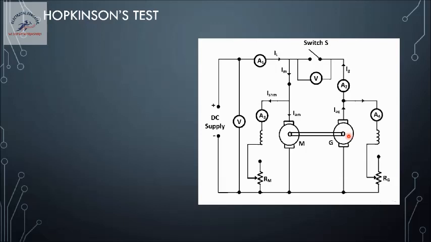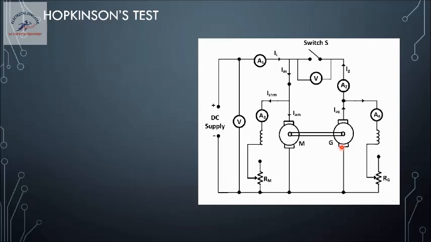Also, the output of the generator is electrically connected to the motor. So two machines are connected electrically as well as mechanically. This is also called a back-to-back test or regenerative test. This is something similar to the Sumpner's test performed on two identical transformers. Let us understand this. The two machines which we are using should be identical, and this cannot be performed on non-identical machines.